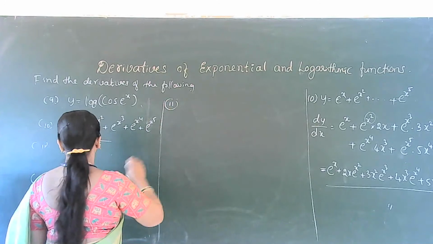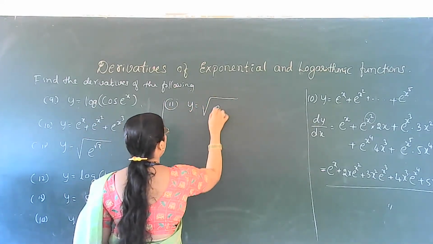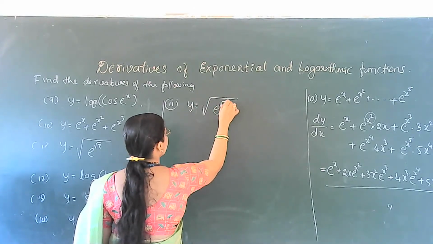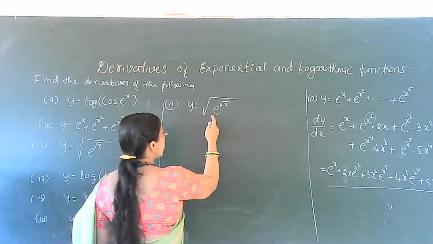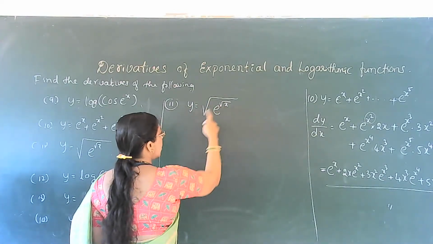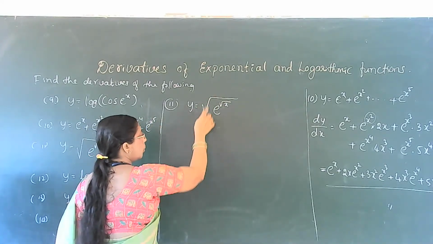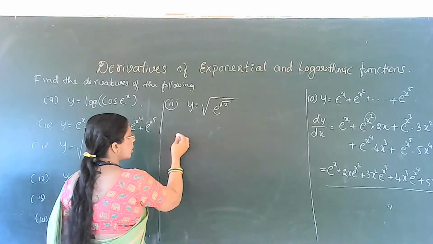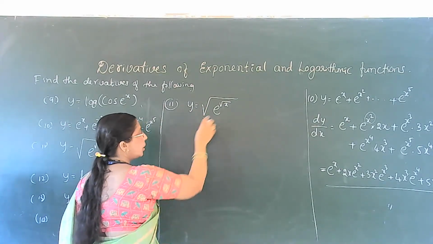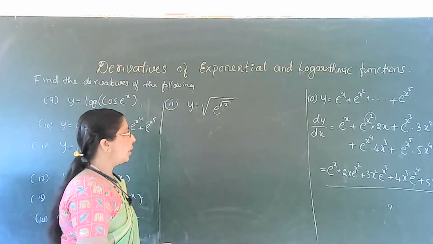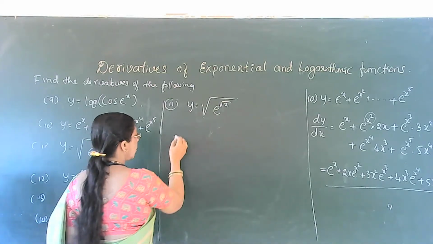11th one. y is equal to root of e to the power root x. Here, two roots are there. One is e to the power root x, another is the root x in the index. First, we will find the derivative of the outer root. Then, find the derivative of the index of the e to the power root x.